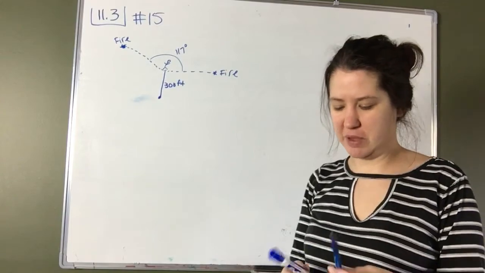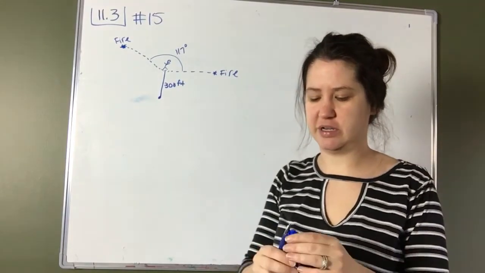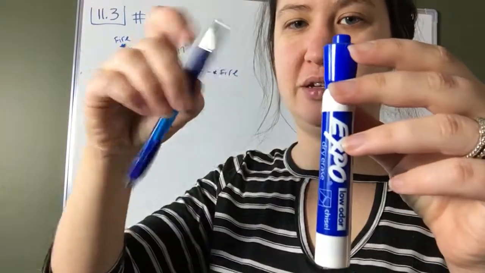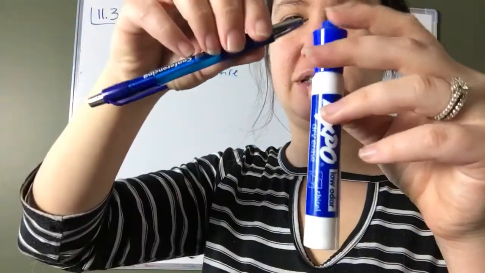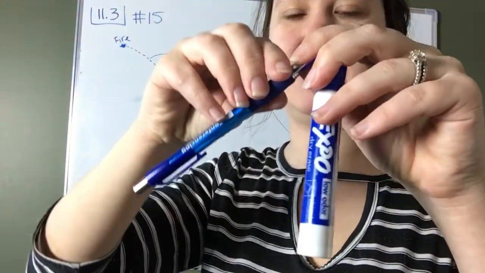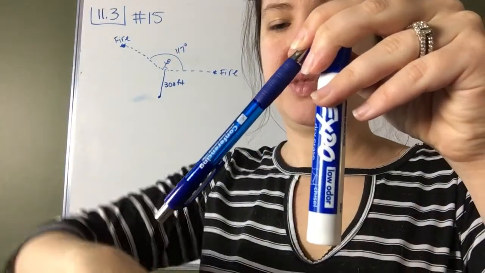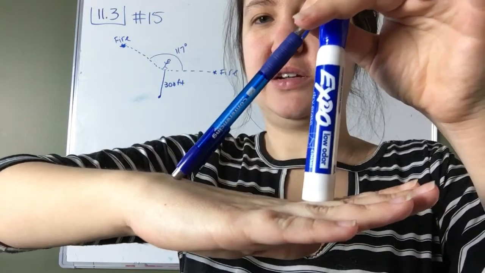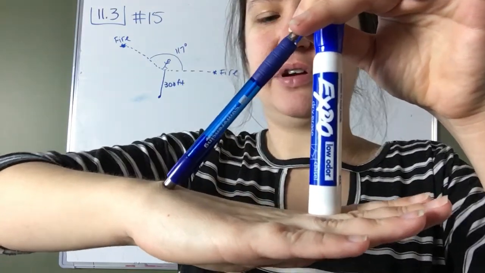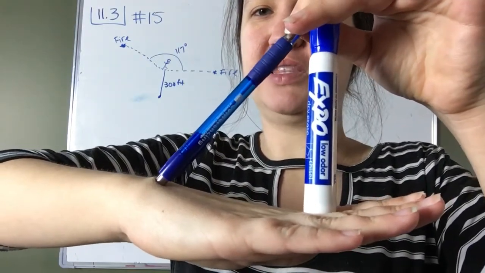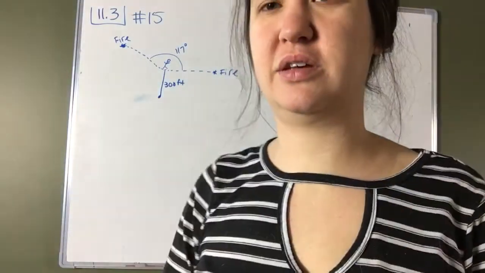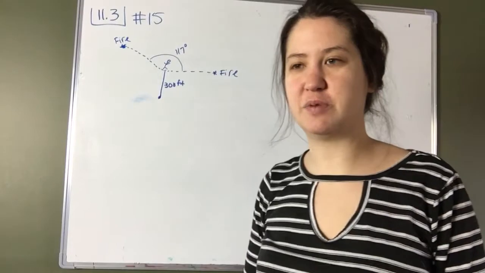I'm going to try to show you with my pen and this marker kind of what's going on. So if my marker is the fire tower, and then the guy's at the top of the fire tower, he's looking out, his line of sight will be this pen. If my arm is the ground, can you see how that forms a right triangle? The tower and the ground, there's a 90-degree angle between them. So one of the big things to notice in this problem is those right triangles.